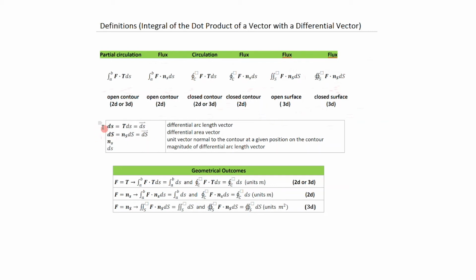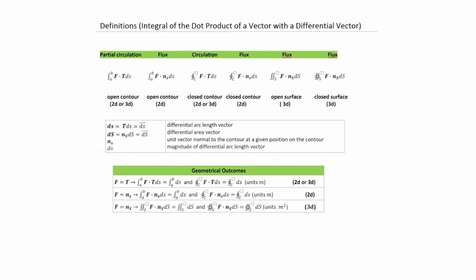ds bold is the differential arc length, is the unit vector which is tangent to the contour times the magnitude of the arc length. Or it can also be written this way. This would be the differential surface area, a vector, which would be the unit vector that's normal to the surface times the magnitude of that differential surface area element. Also, this vector can be written like this. So this is basically ns would be the vector normal to the contour at a given position on the contour. Magnitude of differential arc length vector is this thing called ds.